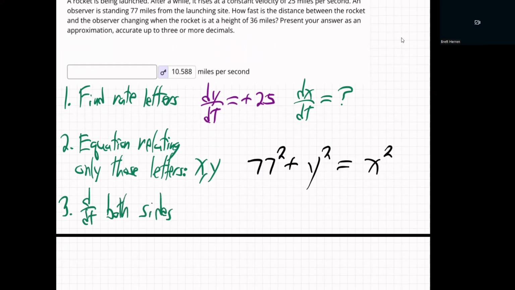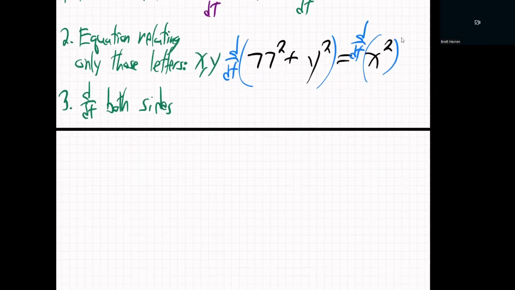So let's do that. We take d/dt of this side and d/dt of that side. This part's just 0. Any constant number doesn't have a variable, doesn't have a letter. Its rate of change is 0. It's not changing at all.